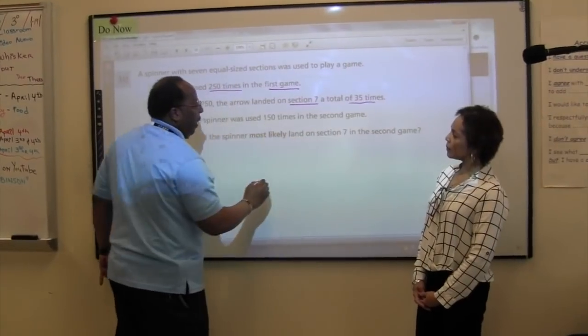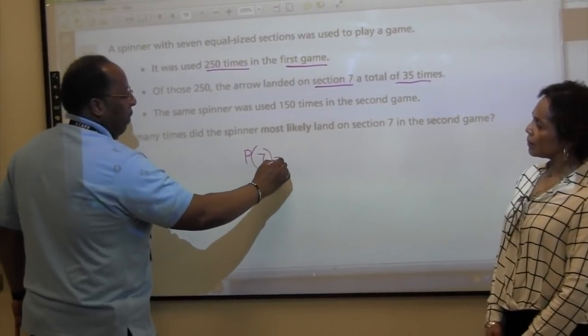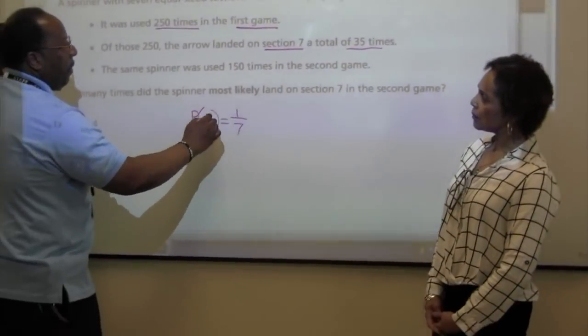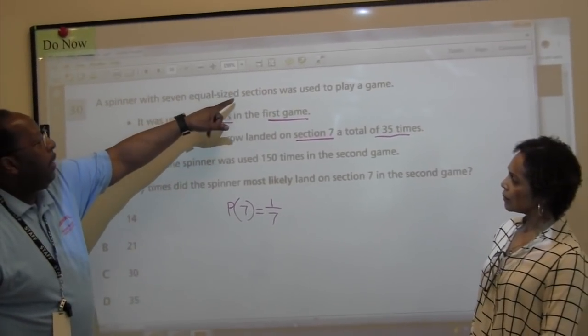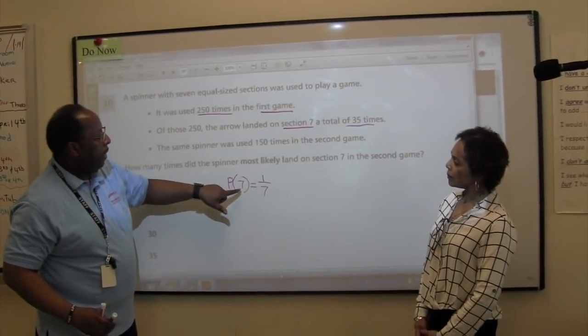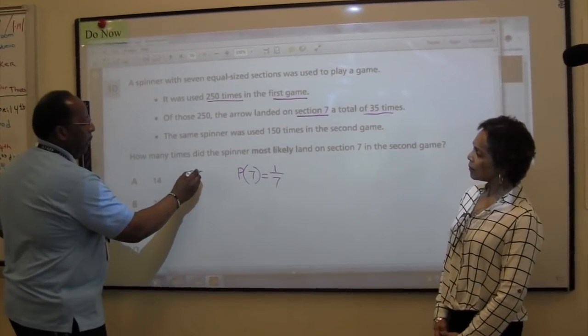So the probability of getting a 7 would be 1 out of the 7. Why 1 out of the 7? Because there are 7 equal sized sectors. So the probability of getting number 7 would be 1 out of 7. And if you want, I can draw it so you can see it.